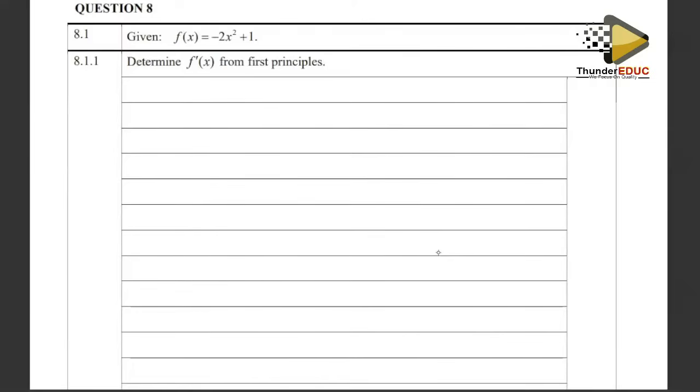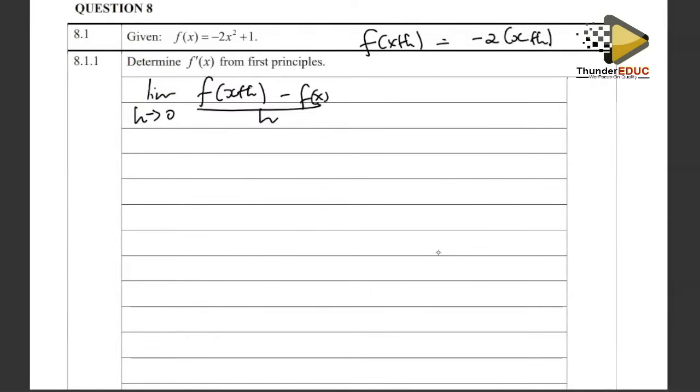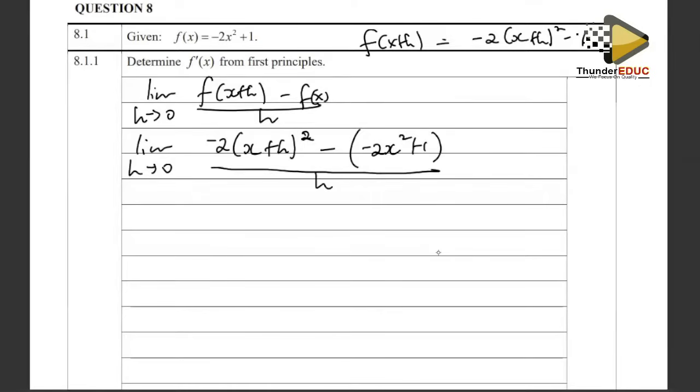First principles, we know that the formula is the limit as h tends to 0, f of x plus h minus f of x over h. Okay, so if that's our f of x, then our f of x plus h is going to be negative 2 into x plus h squared minus 1. So limit as h tends to 0, it's going to be negative 2 into x plus h squared minus our f of x, which is negative 2x squared plus 1, divided by h.